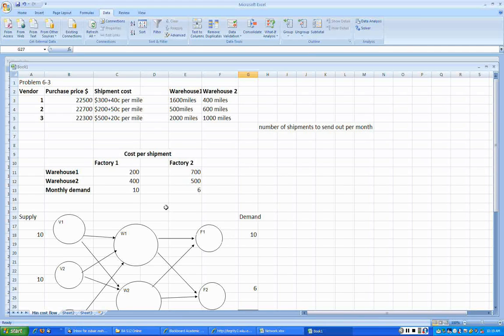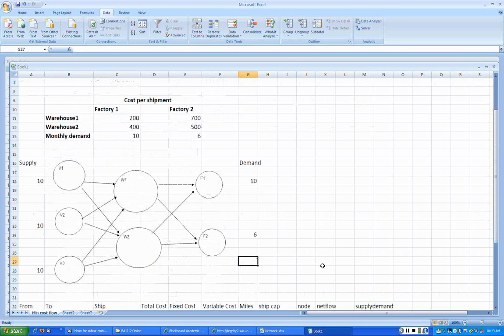Now, each time the factory needs boxes, it draws from its inventory in warehouse 1 and warehouse 2. That shipping cost is $200 per shipment from warehouse 1 to factory 1, and likewise $700 from warehouse 1 to factory 2. So this is a schematic representation of the distribution network.